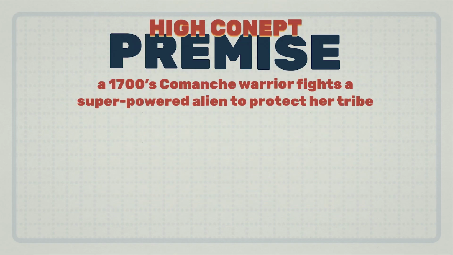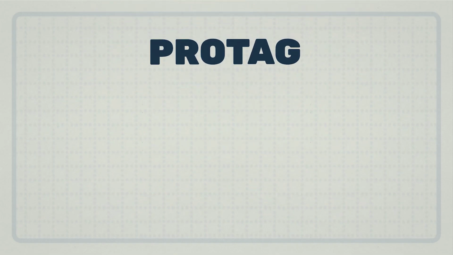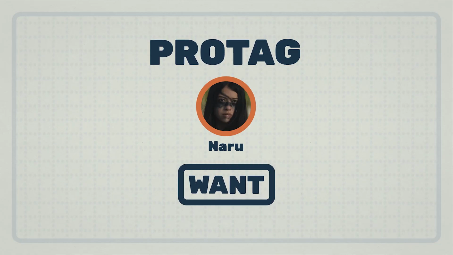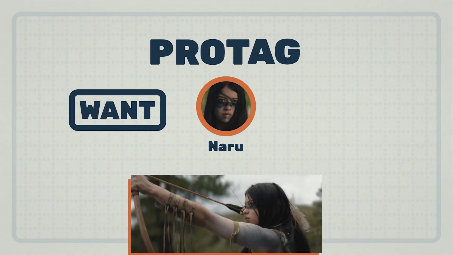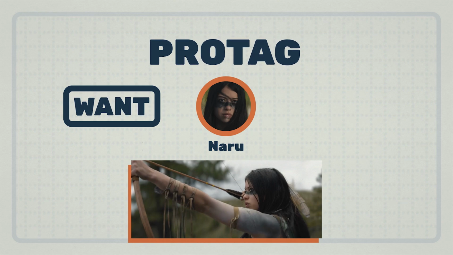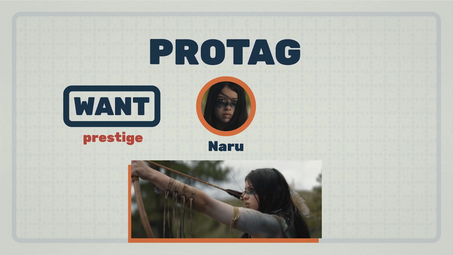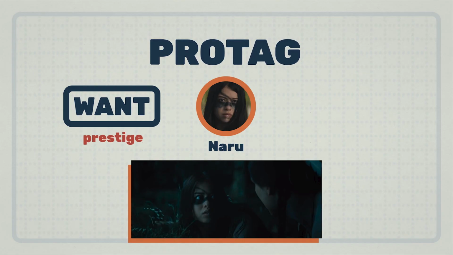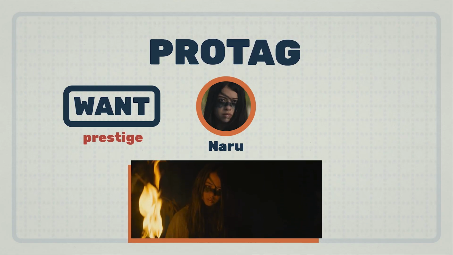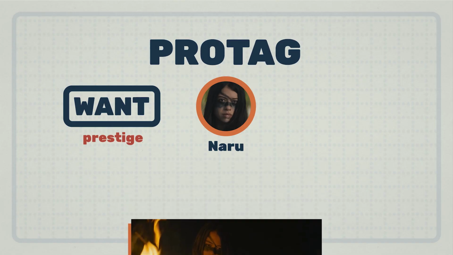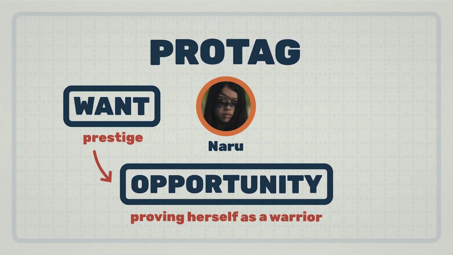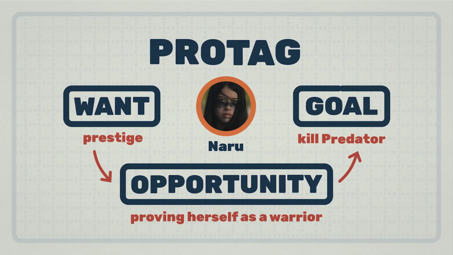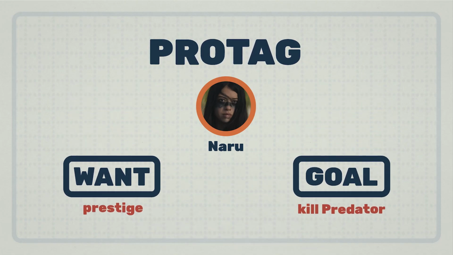Next, we said a key element of plot is a protag. In this case, that is Naru. The protag must want something. In this case, it's established early on that Naru wants to prove herself as a warrior. So we could say her want is prestige. Initially, she wants to go on a katamiya, where she fights a wild animal alone. However, when she finds evidence of the predator, she realizes her tribe is in danger. This gives her an opportunity to prove she is a warrior by hunting down the predator and saving her tribe, which becomes her goal.